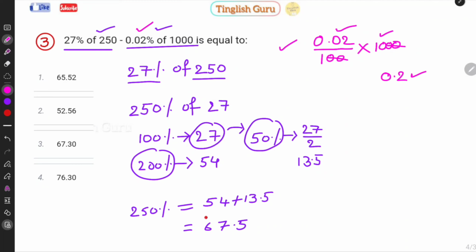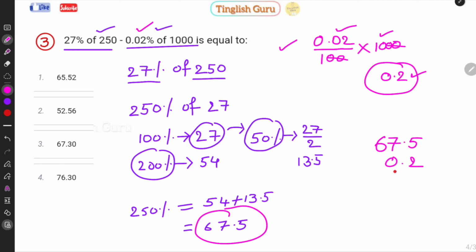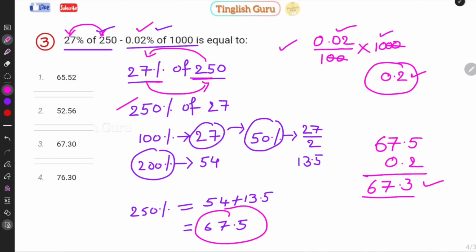So what we have to do finally? We have to subtract this value from this value, that is 67.5 minus 0.2. So our answer will be 67.3. So in this way we can answer this question very easily. Instead of multiplying 27 into 25 and doing hectic things, we are just simply replacing the numbers and percentages. That is, 27% of 250 is replaced as 250% of 27.